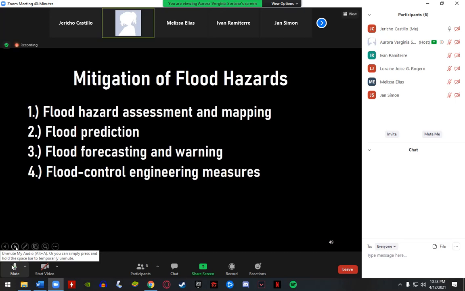Mitigation of flood hazards. So, number 1, flood hazard assessment and mapping. Number 2, flood prediction. Number 3, flood forecasting and warning. Number 4, flood control engineering measures. So, lahat po to is sa tingin ko under naman po siya ng forecasting and dito po yung parang binabalita ng PAGASA or ng news kung ano yung mga possible na mangyari sa pagbaha. And before po yung sa halimbawa po sa mga typhoon na mangyayari.